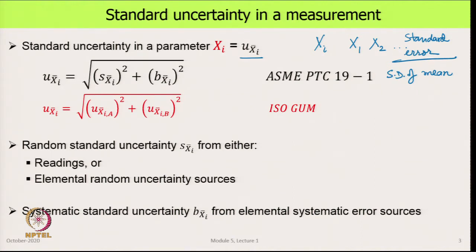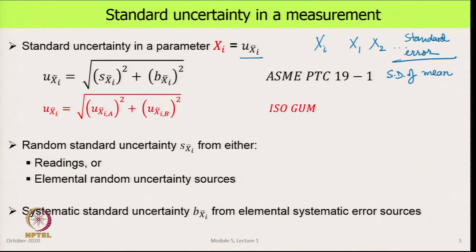To calculate this, we have two options. One is by PTC 19.1, which says that u x bar is the root of the sum of squares of s x i bar and b x i bar. The first term is the contribution from random sources of error, and the second term comes from the systematic error sources.